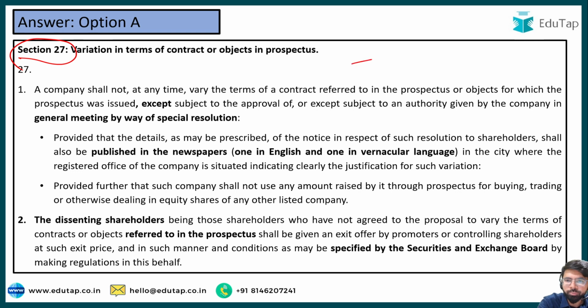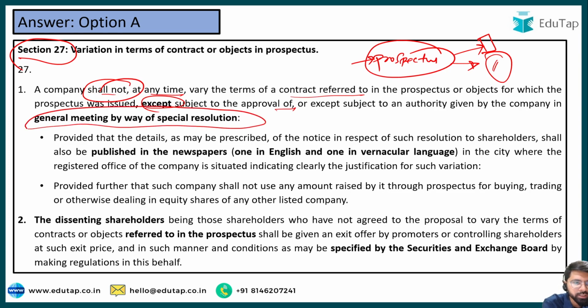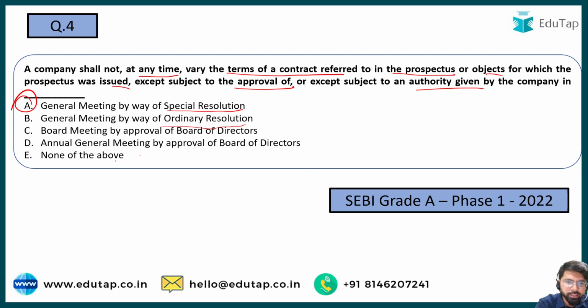This deals with chapter 3, that is prospectus. I hope you are aware of the word prospectus, which is issued by a company before it goes out for an IPO. Once the prospectus is issued, section 27 tells about variation in terms of contract or objects in prospectus. If the prospectus is already issued and certain changes are to be made within it, what is the procedure? The company shall not at any time vary the terms of the contract referred to in the prospectus or objects for which the prospectus was issued, except subject to the approval of or authority given by the company in general meeting by way of special resolution, friends. It is clearly mentioned, hence the answer is option A.